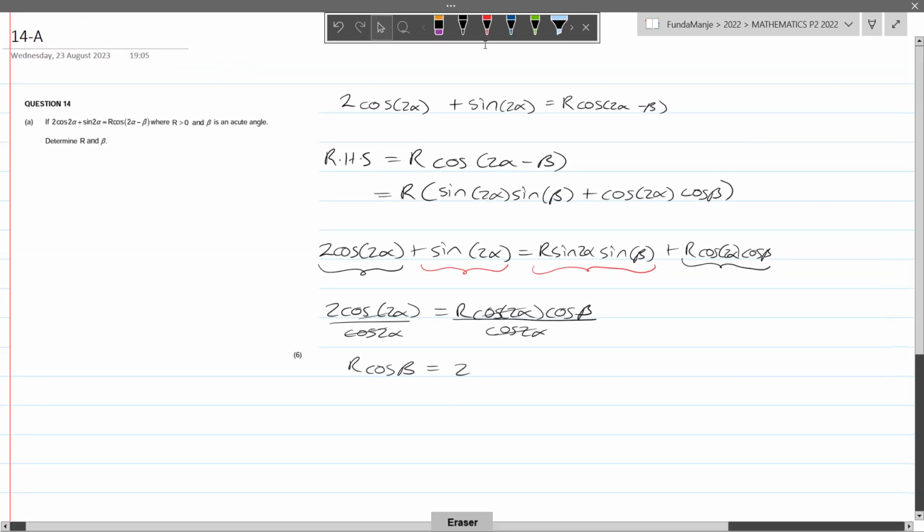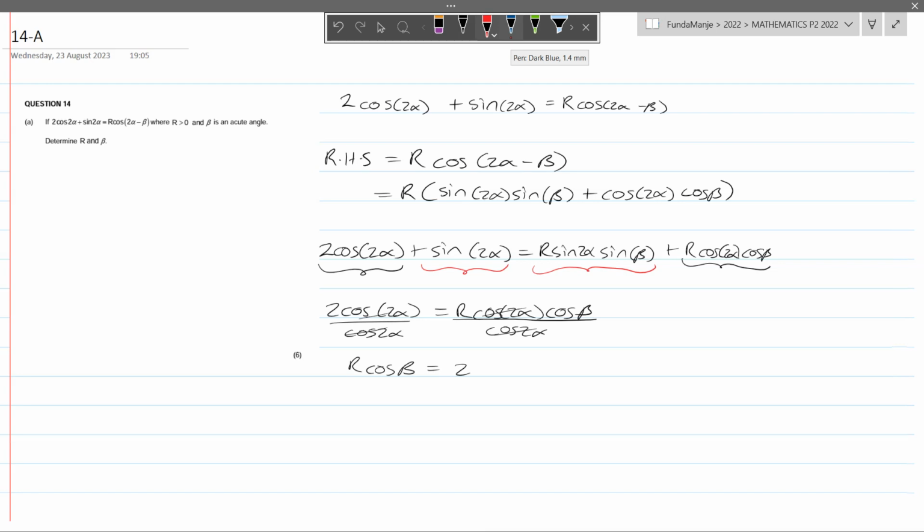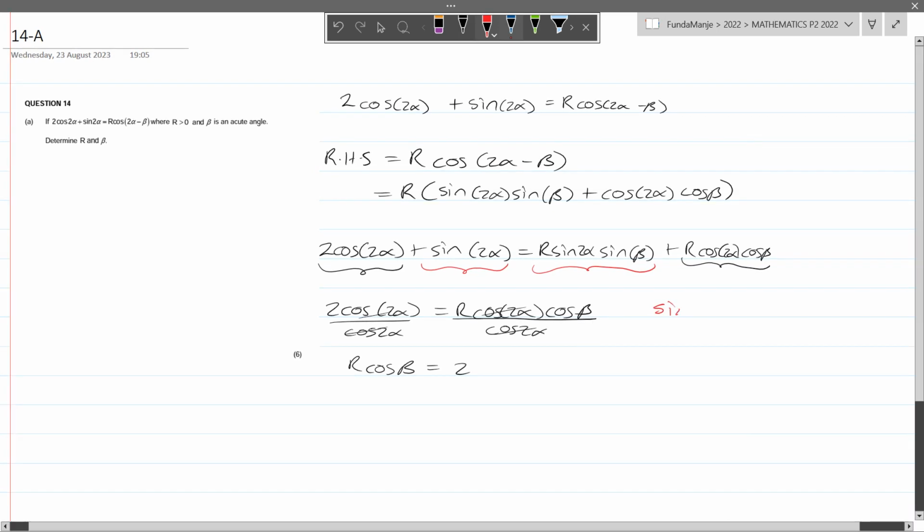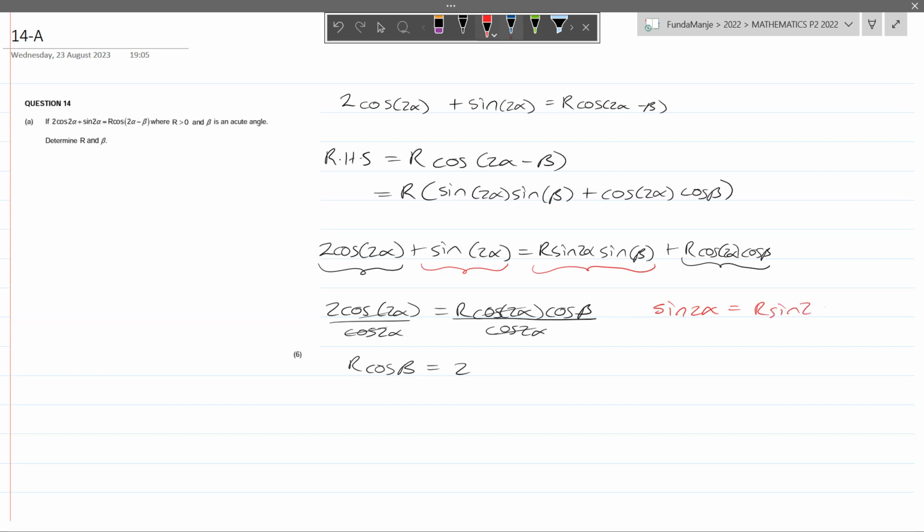If we take the other one, the one with sin 2α, we will get sin 2α is equal to r sin 2α sin β. Again, divide both sides by sin 2α. It will cancel, and this side will be left with r sin β is equal to 1, like that.